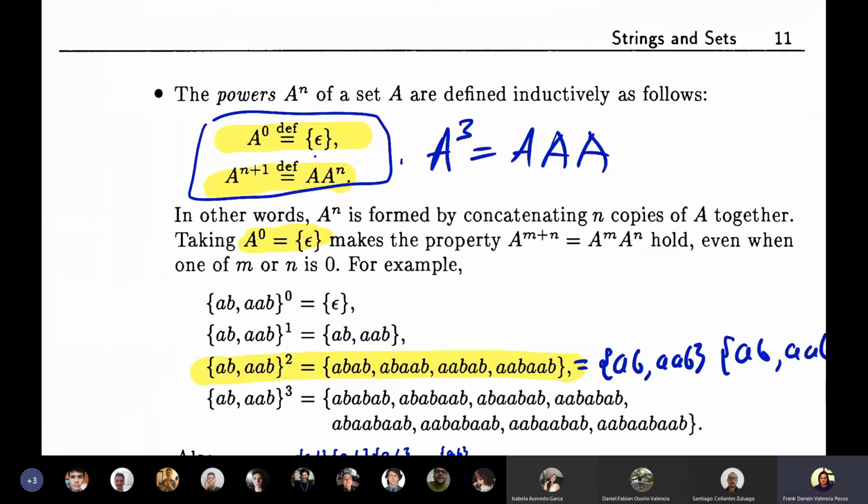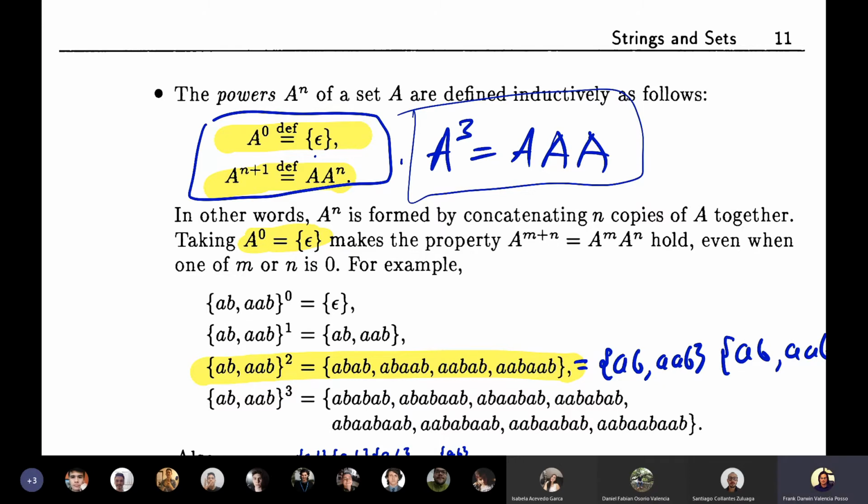So then you can again do powers. We did powers over symbols, powers over strings, and now powers over sets. Suppose that A is a set. A to the n is defined as this. A to the 0 is the set that contains the empty string. A to the n plus 1 is A concatenated with A to the n. A to the 3 is A concatenated with A concatenated with A.